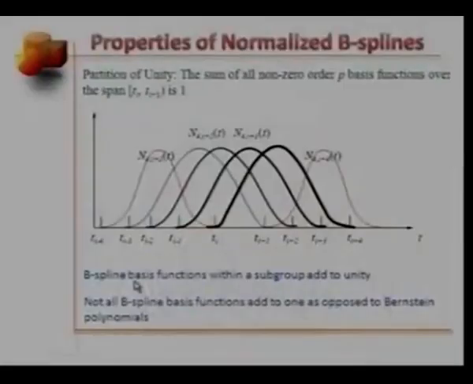So in a sense, B-spline basis functions within a span add to unity, and not all B-spline basis functions add to 1, as we had seen in case of Bernstein polynomials. Let me mention the property again. The sum of all non-zero order k basis functions over the span Ti plus 1 is 1.